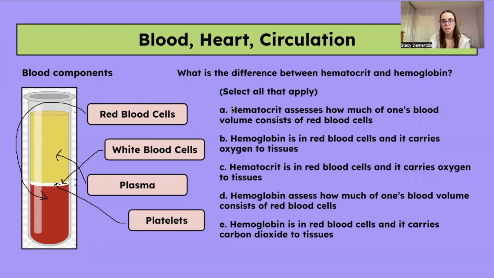Okay, I see a choice for A. Hematocrit assesses how much of one's blood volume consists of actual red blood cells. Okay. Let's see what else we can pick out.